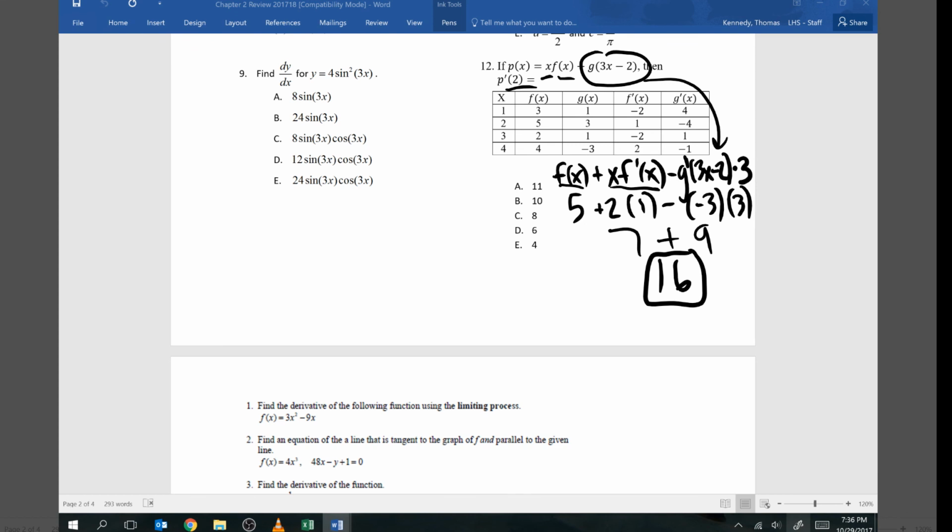So g prime of 4 is negative 1. So this isn't a 9, this is 7 plus 3. That's 10, which is one of our answers. It's B.